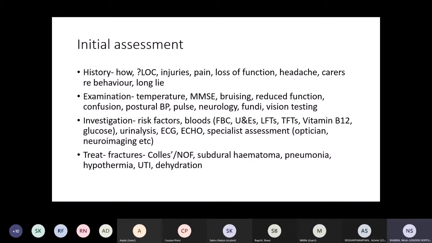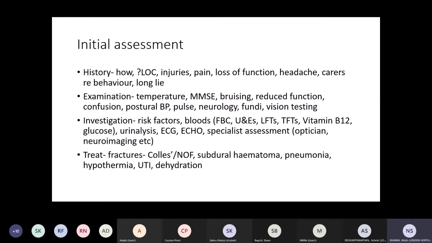Then investigation. So first of all, going on with the routine ones, full blood counts, U&Es, and LFTs, TFTs, vitamin B12. And yeah, very important, urine analysis to rule out UTI. UTI is very, very common in elderly, and another very common cause. ECG, as you would do to rule out any cardiac reason.